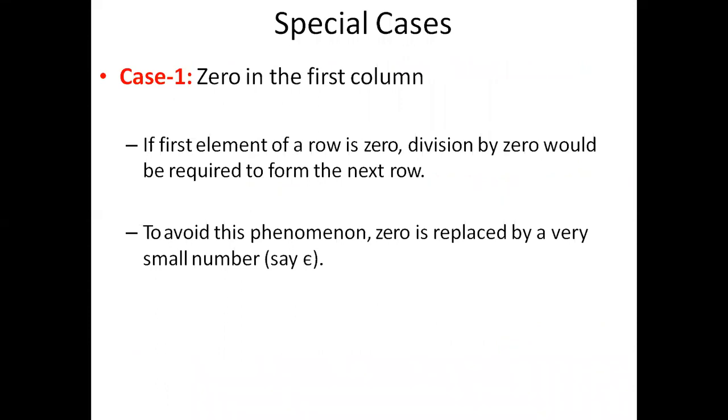So the special case is a zero in the first column. If the first element of a row is zero, division by zero will be required in order to form the next row. To avoid this, the zero will be replaced by a small number that is called epsilon. It means in the first column of the Routh array, if we find any zero value, then it is hard to divide, because in order to find the next row, we would have to divide by zero. So to avoid this, we take a small number called epsilon.